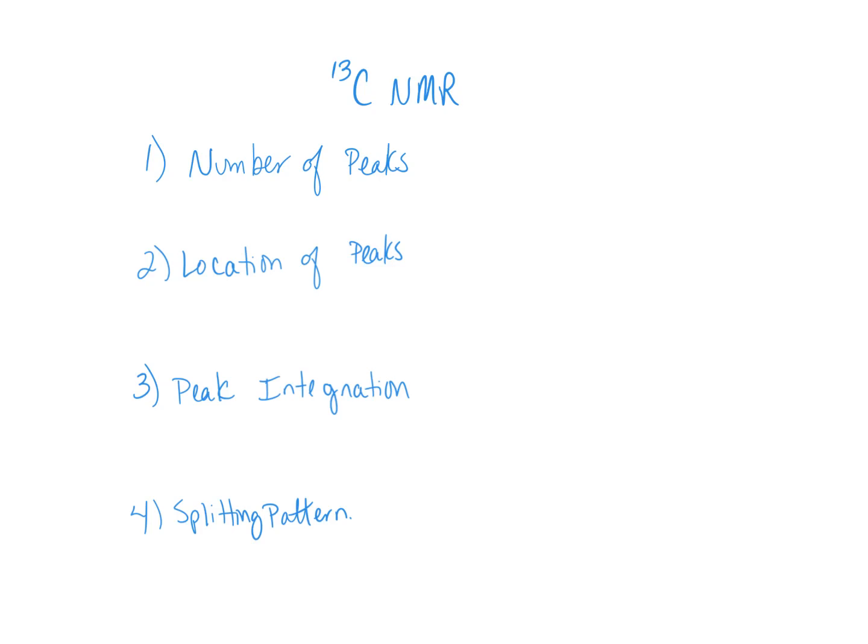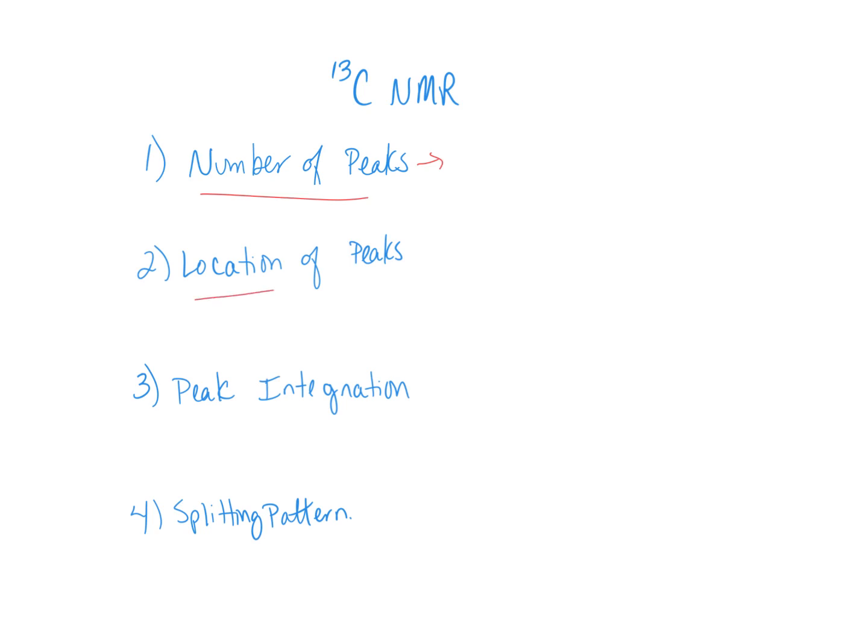So hydrogen NMR differs from carbon-13 NMR in a few ways. The first thing that we need to consider is that we're dealing with carbon. We're not dealing with hydrogen. So when we're looking at the number of peaks and location of peaks, all of that type of stuff, we're talking about a carbon-13 NMR, which means that when we're talking about different types of environments or peaks, we're talking about the carbon locations, okay? Or number of carbons, different types of carbons.